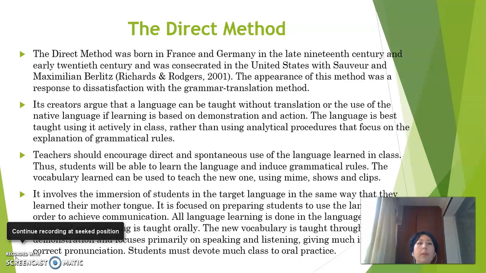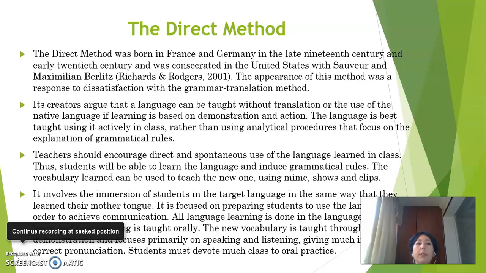The direct method was born in France and Germany in the late 19th century and early 20th century and was consecrated in the United States with Sauveur and Maximilian Berlitz. The appearance of this method was a response to dissatisfaction with the grammar translation method. Its creators argue that a language can be taught without translation or the use of the native language if learning is based on demonstration and action.